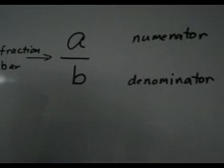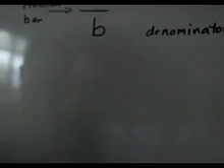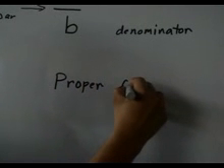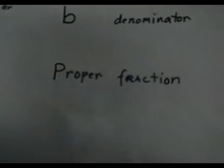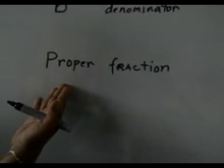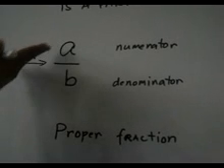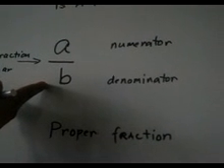What are the types of fractions? The first type of fraction is your proper fraction. What is a proper fraction? A proper fraction is a fraction whose numerator is less than the denominator.